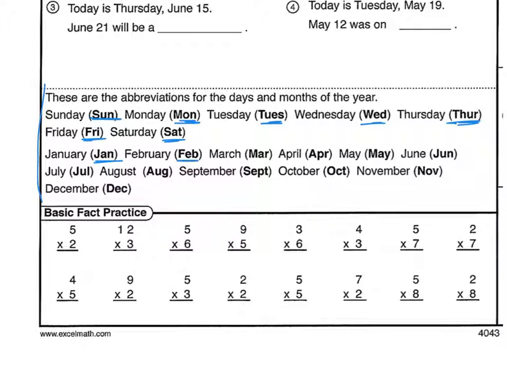January is Jan. February, Feb. March is just MAR. April is APR. May is May because May only has 3 letters in it. June, just drop the E for the abbreviation. July, just drop the Y. August, AUG. September, SEPT. Now notice that this one has 4 letters. All the rest of them have 3. October has OCT. November, NOV. And December, DEC.